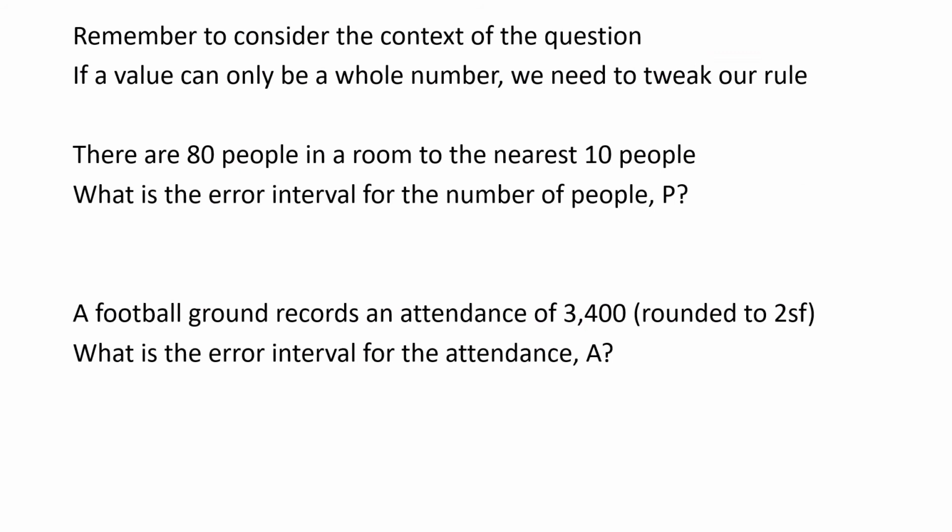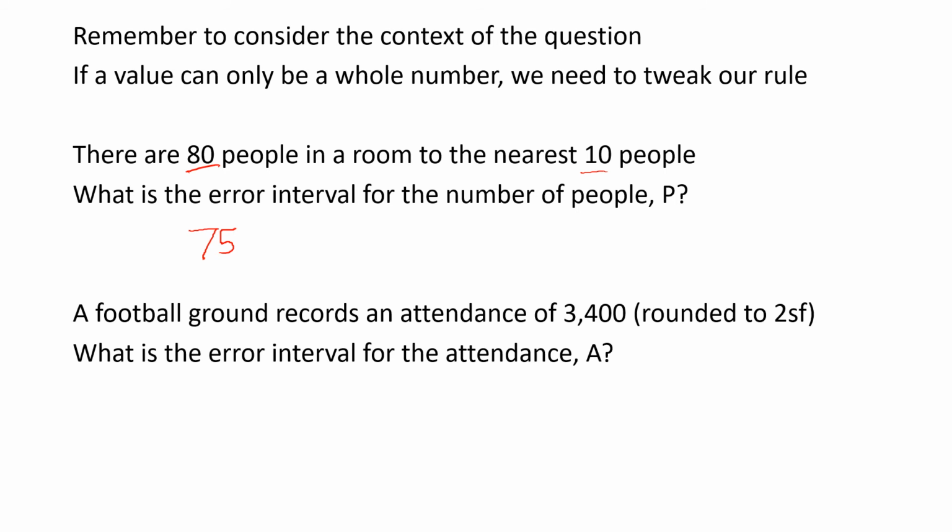Now, there are a couple of situations where you have to tweak the rule, okay? And the first one that we've got to be aware of is if you're rounding things that can't take decimal values. So for example, number of people. So we've got here 80 people in a room to the nearest 10. If we go back to our very first thought, 75 people is definitely the smallest amount that would round up to 80.